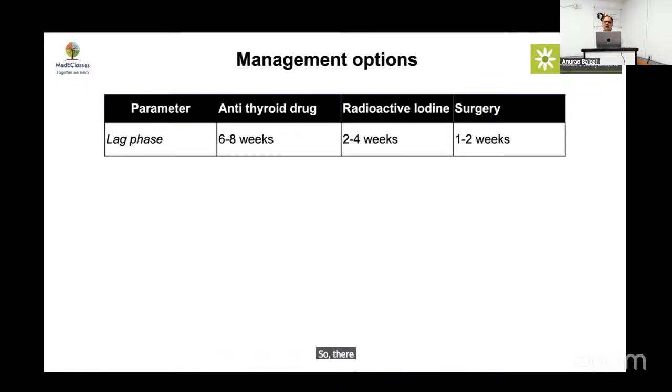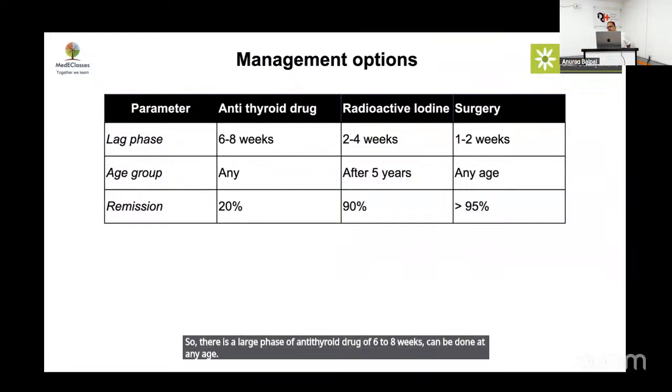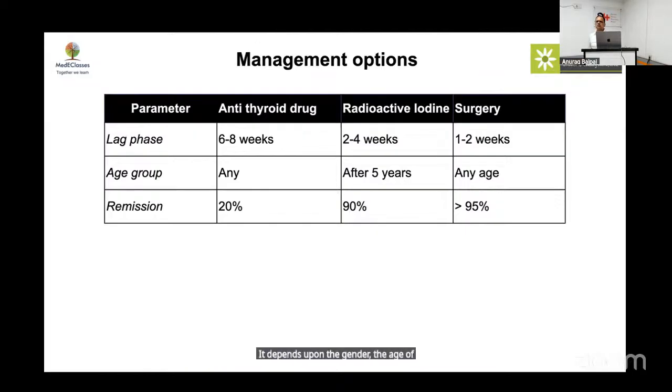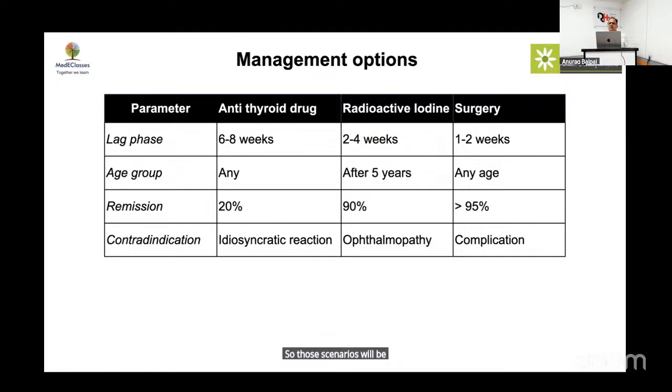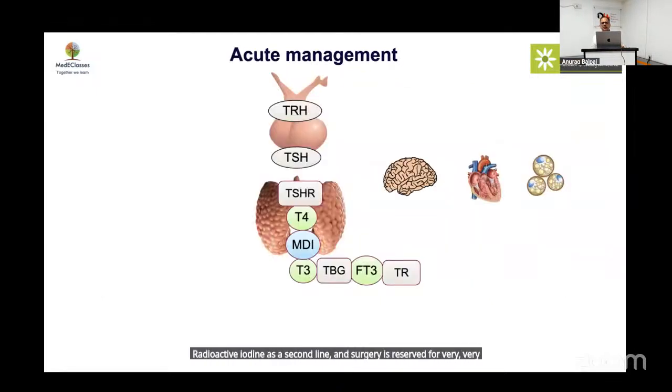So antithyroid drug has a lag phase of 6 to 8 weeks and can be done at any age. There is a good chance of remission, around 20 to 40%. It depends upon the gender and the age of onset, prepubertal versus postpubertal. Pubertal patients have a higher chance of remission. Girls have a better chance of remission. So those scenarios will be there. And we have to be cautious about the idiosyncratic reaction which may happen. And with radioactive iodine, we have to be very cautious about ophthalmopathy in that regard. So in the current pediatric scenario, I would say most of us will be starting with antithyroid drug, radioactive iodine as the second line, and surgery reserved for very, very rare scenarios.